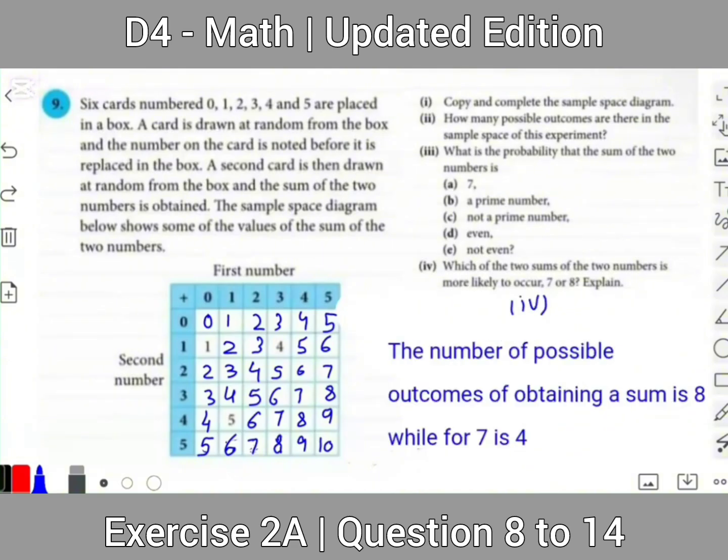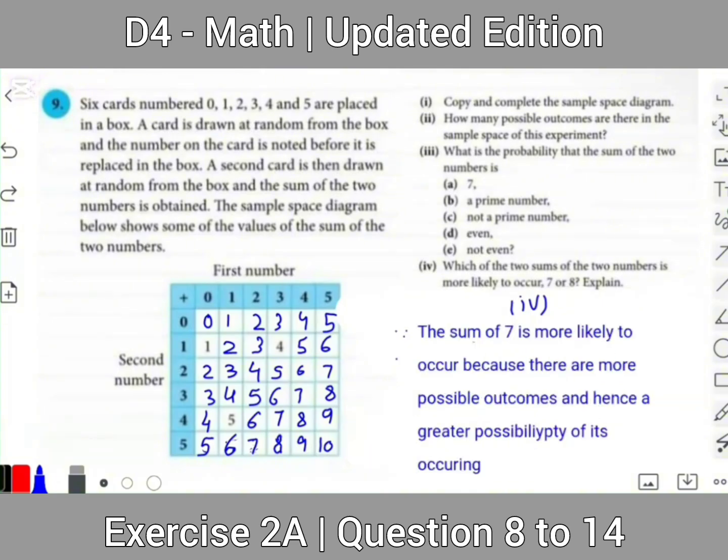Now in part 4, which of the two sums of the two numbers is more likely to occur, 7 or 8? The number of possible outcomes of obtaining a sum of 8 is 3, while for 7 it is 4. The sum of 7 is more likely to occur because there are more possible outcomes and hence a greater possibility of its occurring.